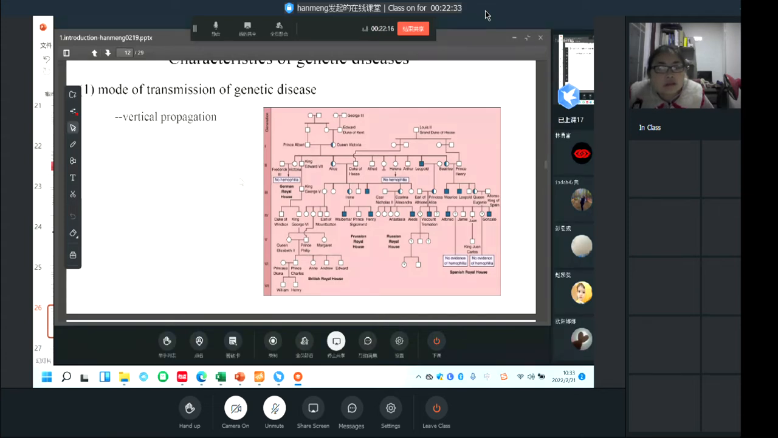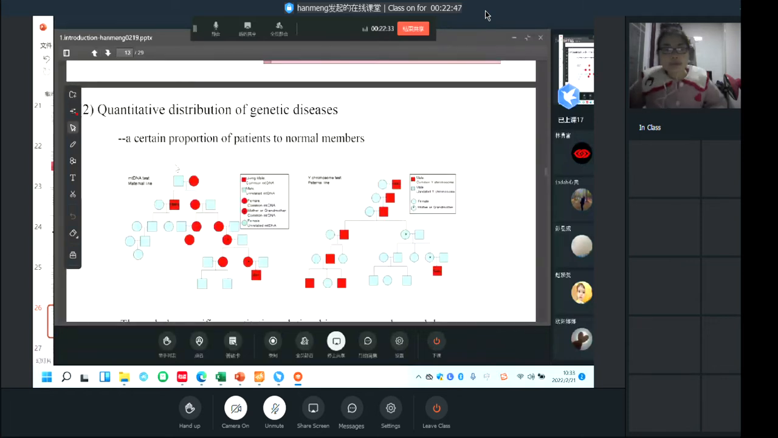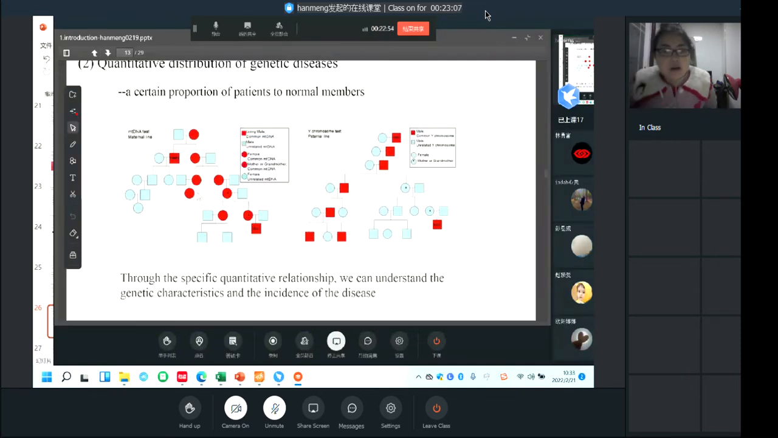Then there is the quantitative distribution of genetic disease. Genetic disease has a certain proportion of patients to normal members in a family. Through the specific quantitative relationship, we can understand the genetic characteristics and then calculate the incidence of this disease, or give some advice for his baby.